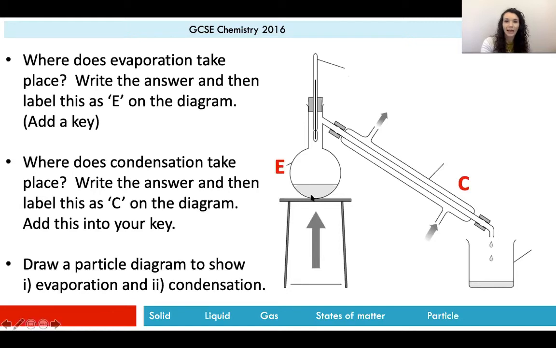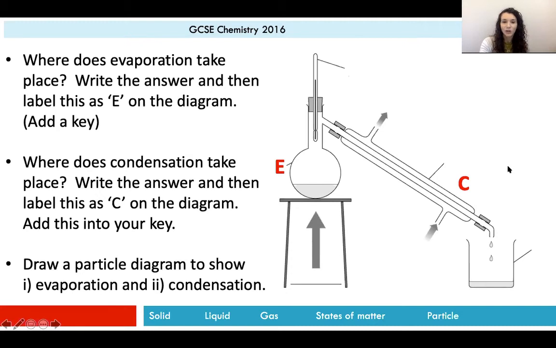Excellent. So I have on my diagram put an E here because this is where evaporation takes place. The heat source is underneath the mixture and the liquid is evaporating. And I've put a C here because this is where, in this condenser, condensation happens as the vapor cools and turns back into a liquid.